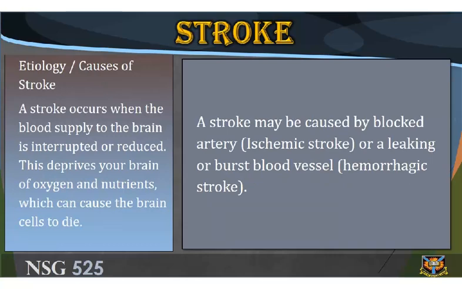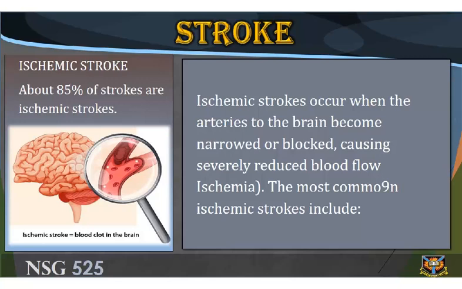Etiology or causes of stroke. A stroke occurs when the blood supply to the brain is interrupted or reduced. This deprives your brain of oxygen and nutrients, which can cause the brain cells to die. A stroke may be caused by a blocked artery, ischemic stroke, or a leaking or burst blood vessel, hemorrhagic stroke. Some people may experience a temporary disruption of blood flow through their brain, transient ischemic attack. Ischemic stroke: about 85% of strokes are ischemic strokes. Ischemic strokes occur when the arteries to the brain become narrowed or blocked, causing severely reduced blood flow, ischemia.